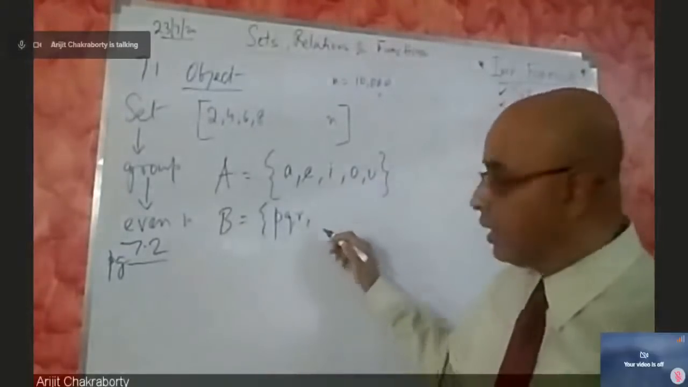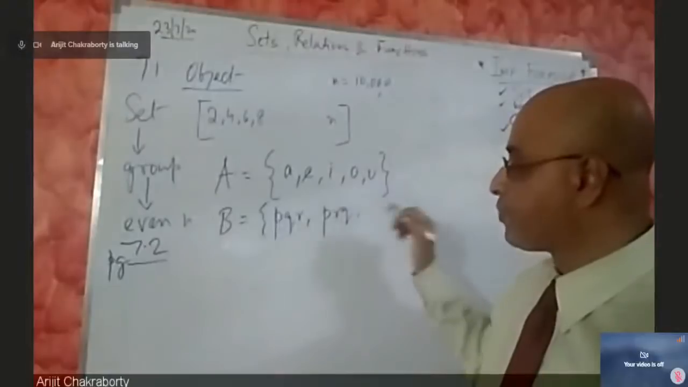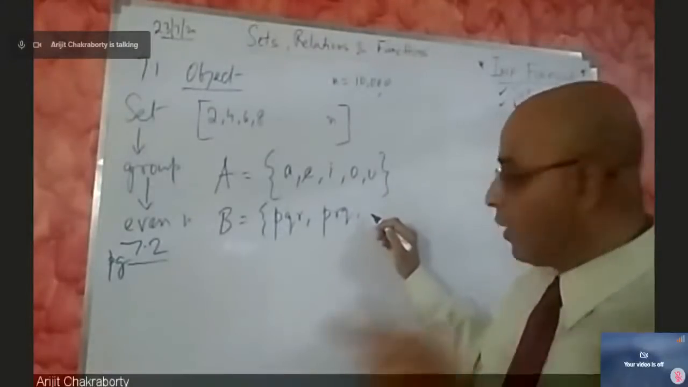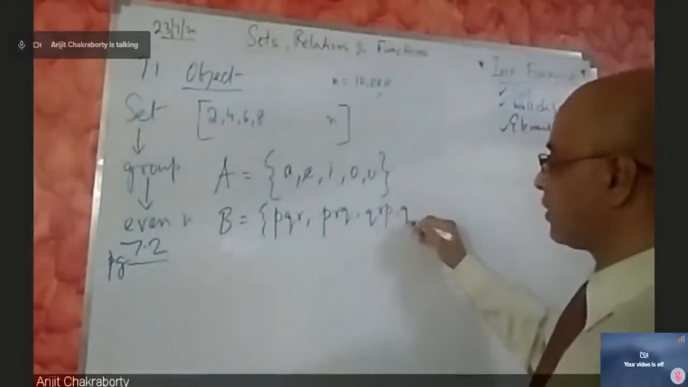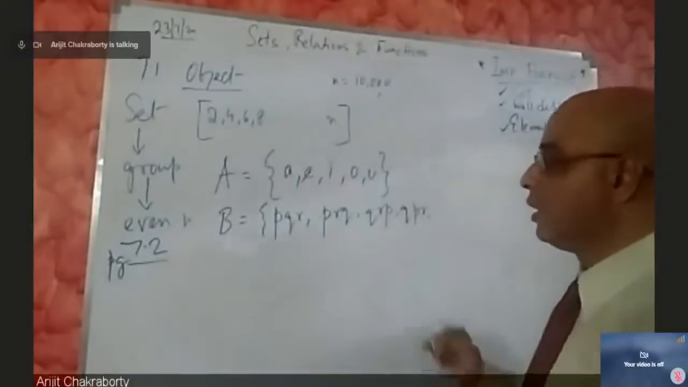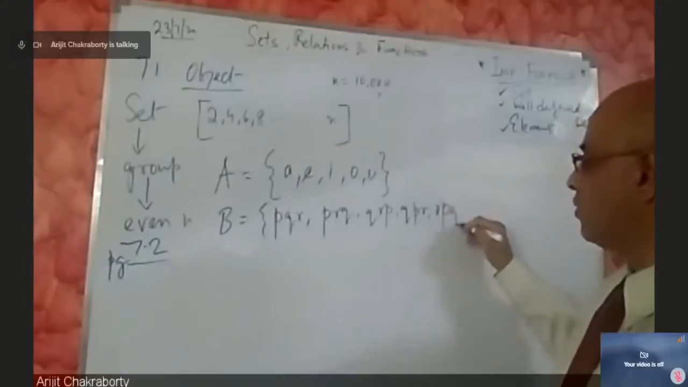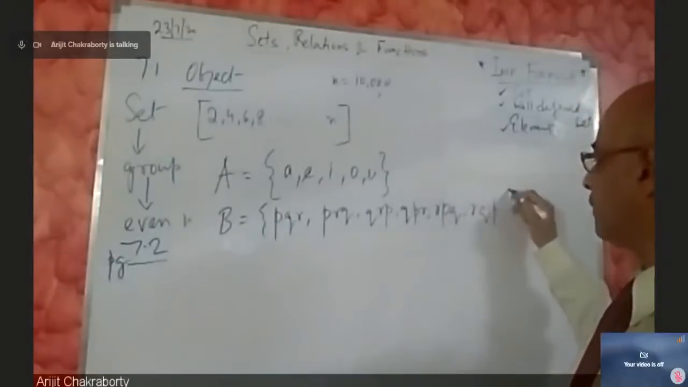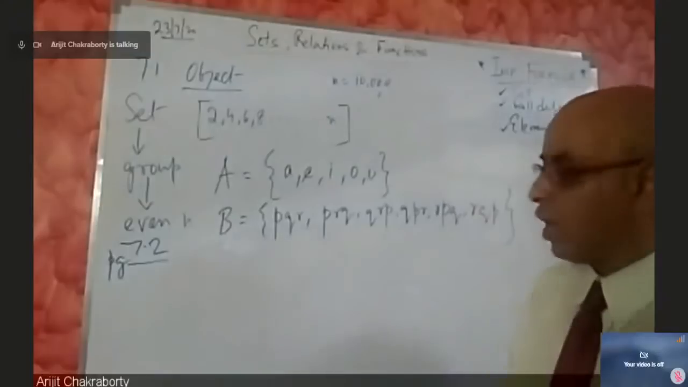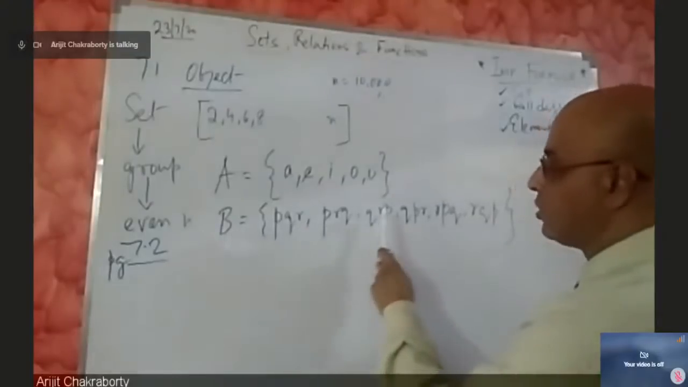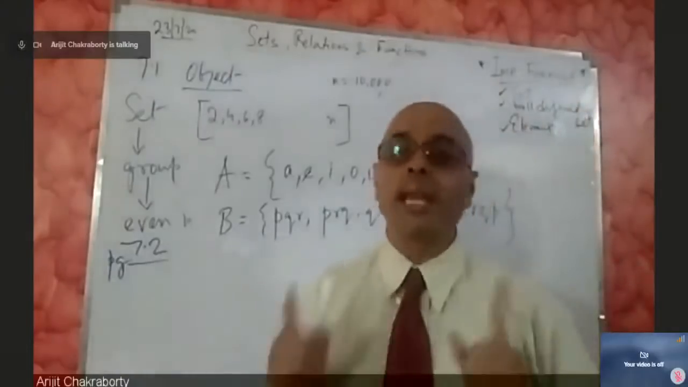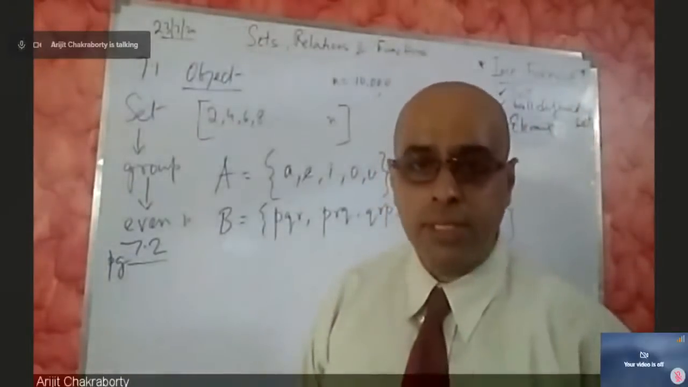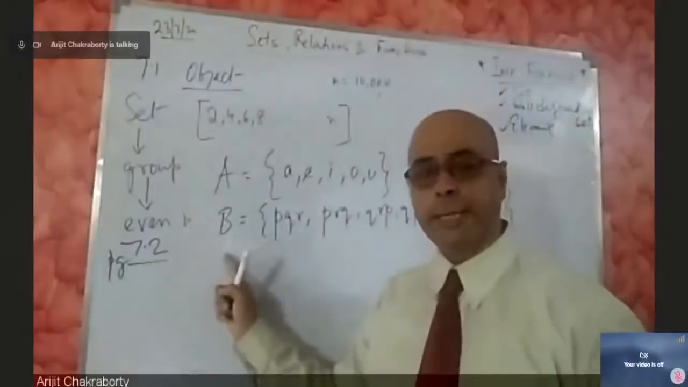PQR, PRQ, QRP, QPR, RPQ, RQP. So how many do I get? 1, 2, 3, 4, 5 and 6. I'm getting 6 elements, 6 members of this particular set B.